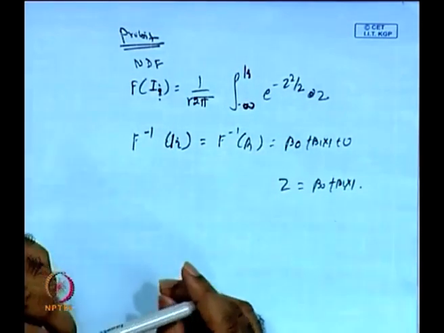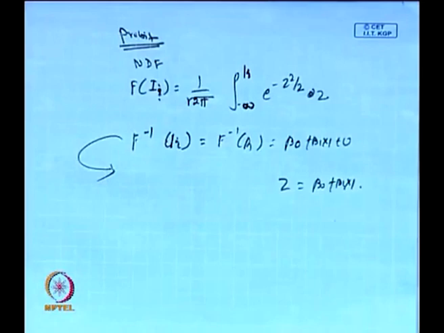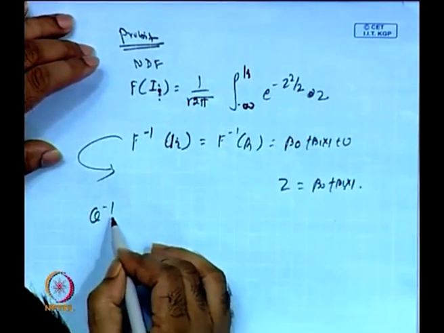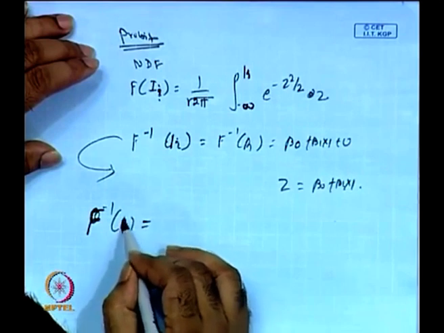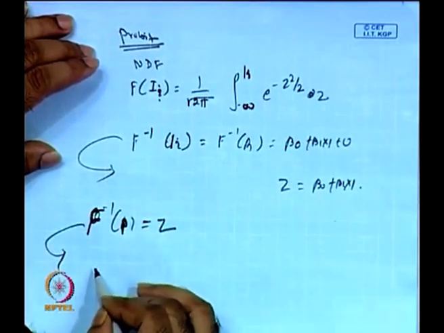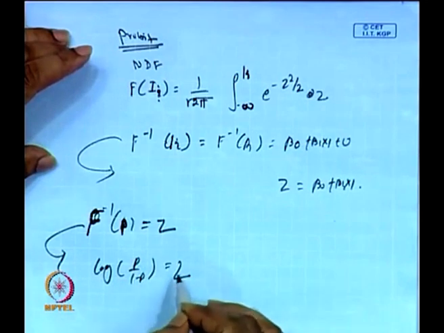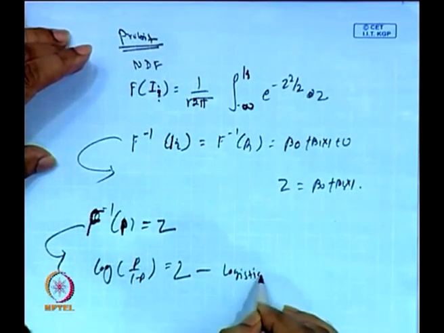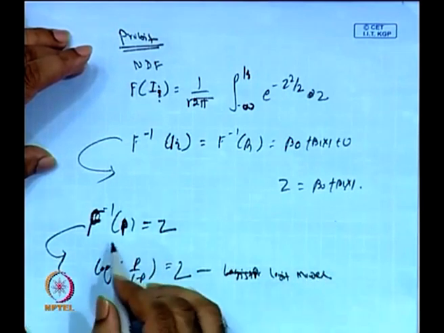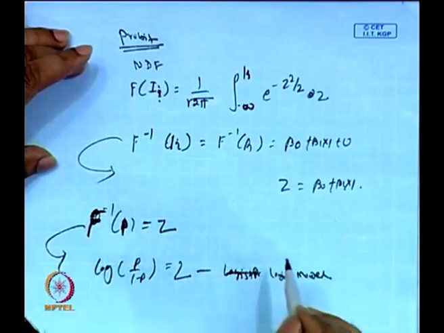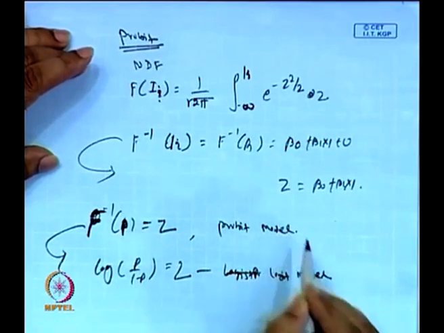So the particular format can be written this way. In other words, in the probability set it will be like this: F inverse P is equal to z. In the logit case, log of P by 1 minus P is equal to z. This is called the logit model, derived from the logistic function in fact. And F inverse P equal to z is the PROBIT model.